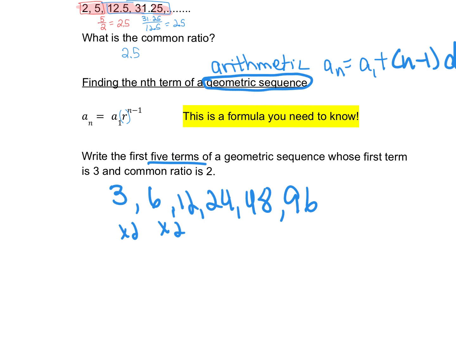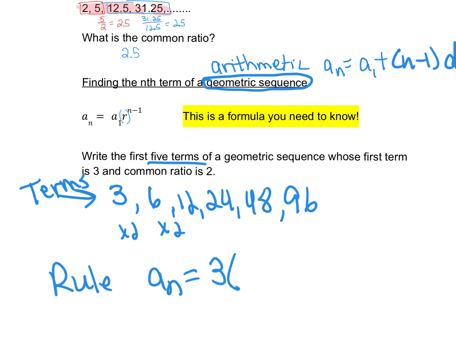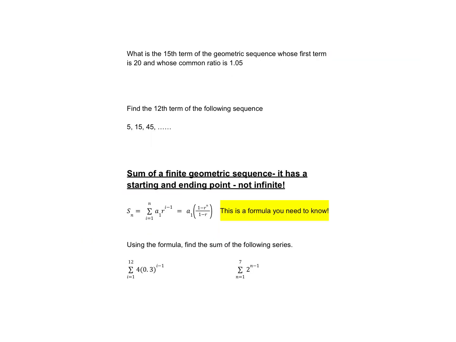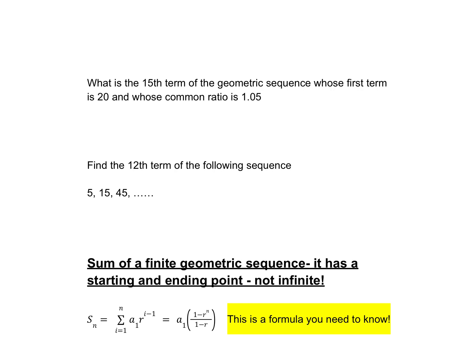If I wanted to write a rule for that, here are my terms in my sequence. I would have a sub n equals my first term, a sub 1, which is 3, times r, which is 2, to the n minus 1. And that would allow me, if I wanted to know, for instance, the 10th term in the sequence or the 9th term, anything like that, I could just put that value in for n. Okay, so that's what it looks like.